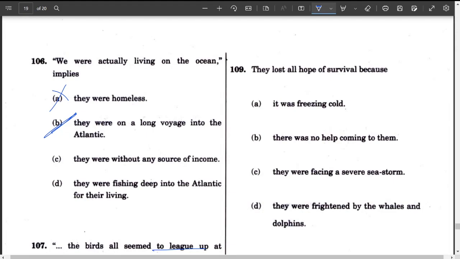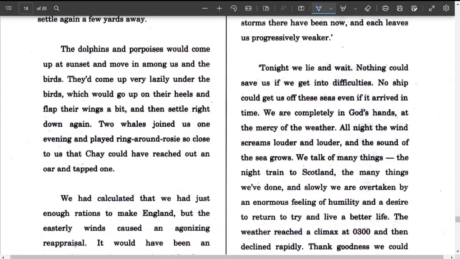Next, they lost all hope of survival because it was freezing cold. There was no help coming to them. They were facing a severe sea storm. They were frightened by all whales and dolphins. What can you use?